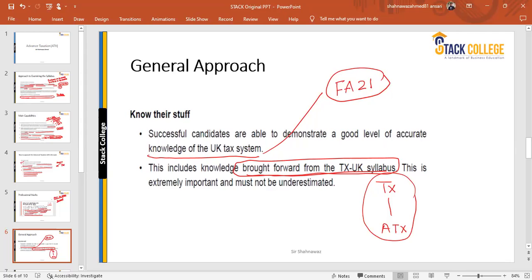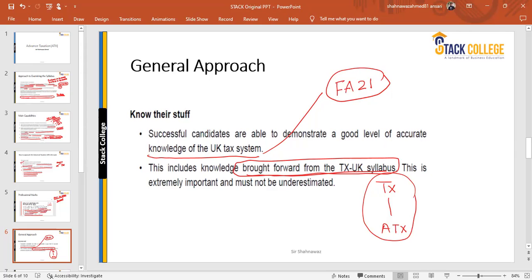As I told you, most of the students are coming from the exemption. They have taken the exemption. So it's not that I will assume that you know TX knowledge; we will start from scratch. But those who have prior TX knowledge, that would be an added advantage, because the basic TX knowledge is also examined.